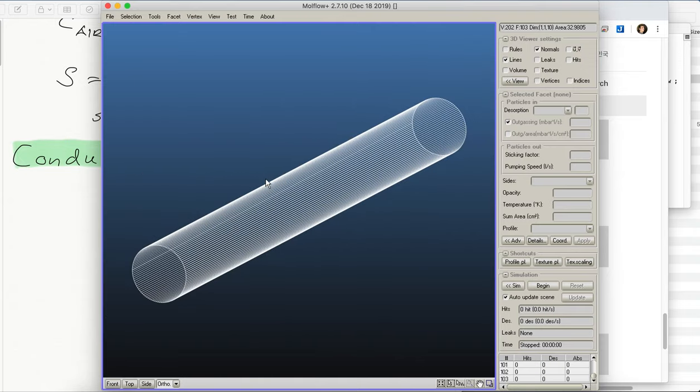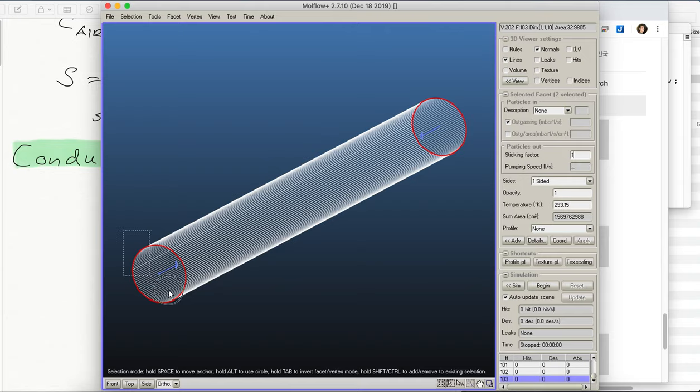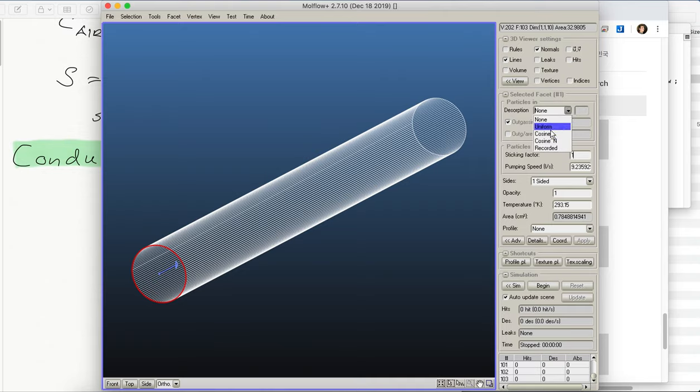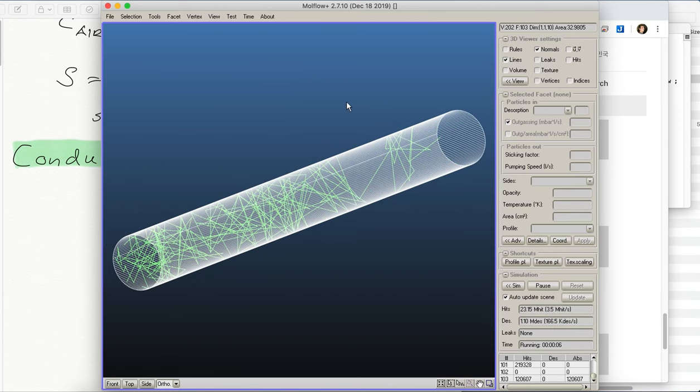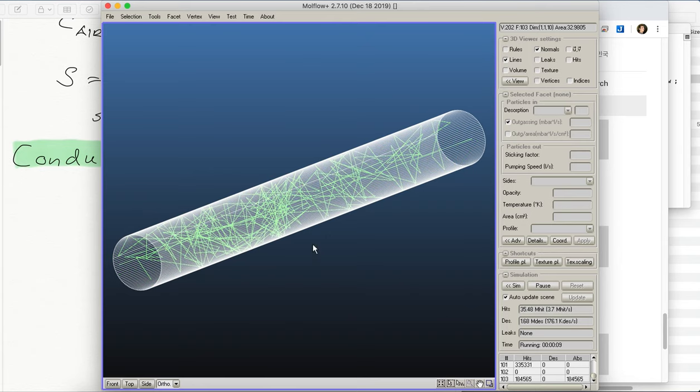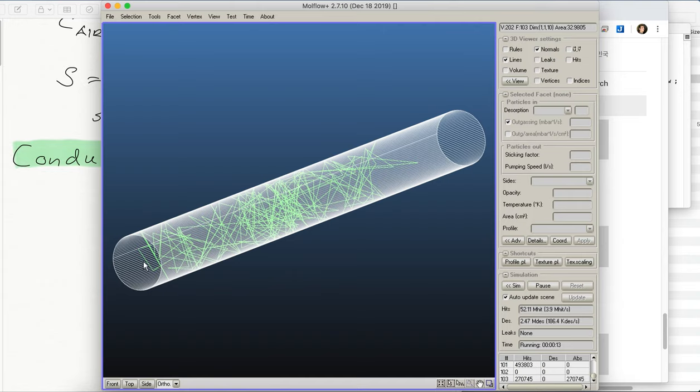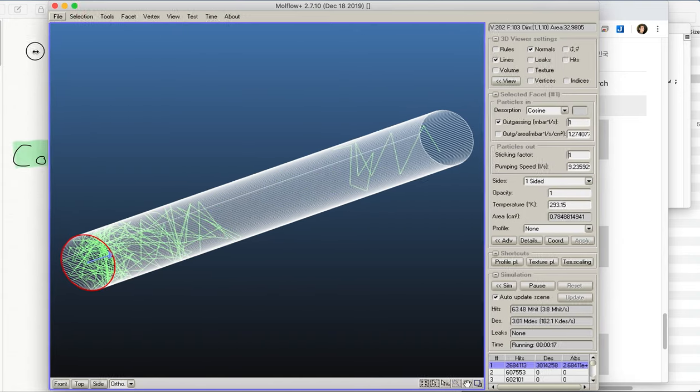Basically, to launch the calculation, I need to add a sticking factor of 1 to both ends, which means that if a particle hits either the entry or the exit, then it will leave our system. Okay, and I'd like gas to come from one side only, so I will put a cosine distribution, which means that it's a Lambertian distribution. I will give an outgassing of 1, and basically I can already launch my calculation. So here you can see the particles flying. Now, to calculate the transmission probability, I could actually select the first facet, or sorry, I'm just clicking on it directly. I will make Molflow a little bit larger.